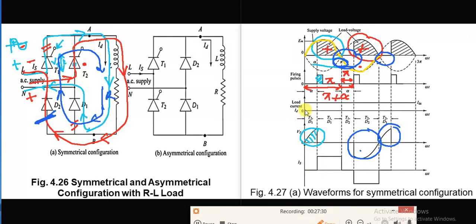The load current is very much steady. Why is it steady? Because this inductor value is very large, so it will act as a filter, it will remove all these variations and we will obtain a smooth DC voltage. So this ID is the load current and we will obtain a smooth DC current because here the series inductor acts as a filter.